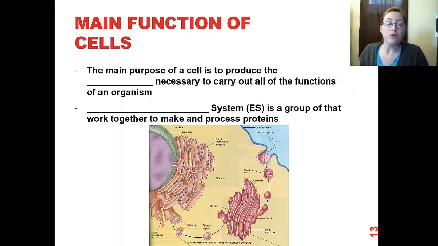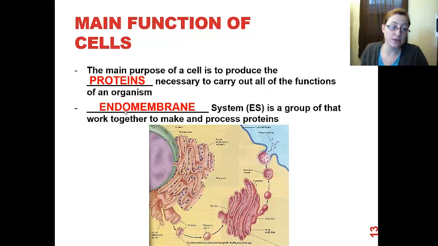So before we move on and talk about any more organelles, the main function of a cell in general, right? What is the cell's purpose? Its purpose is to make proteins, and all of these proteins are going to allow it to carry out whatever function it is that it needs to do for that organism. So there's a group of organelles that all work together to provide this function, and it is called the endomembrane system. The prefix endo there referring to inner. So it's an inner membrane system, not the outside membrane, but the inner membrane.